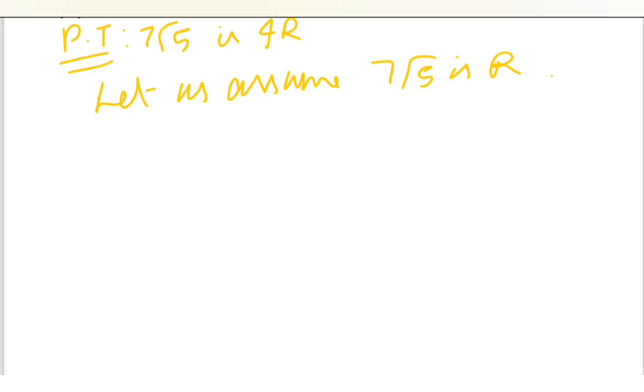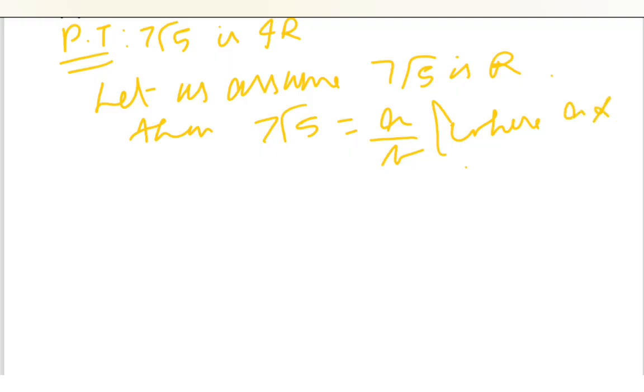So we have said that 7 root 5 is rational, assuming. So if it is rational, then 7 root 5 is equal to a by b, where a and b are coprime. The statements in brackets are also important. If you don't write these statements, your teachers will cut some marks.